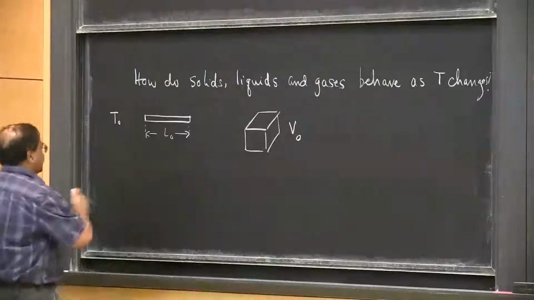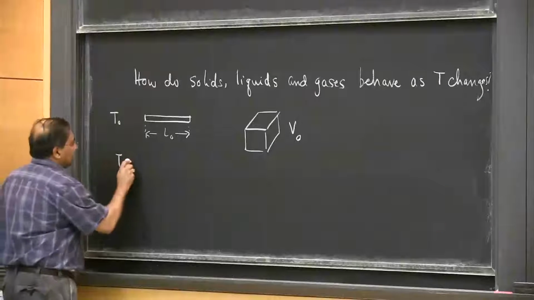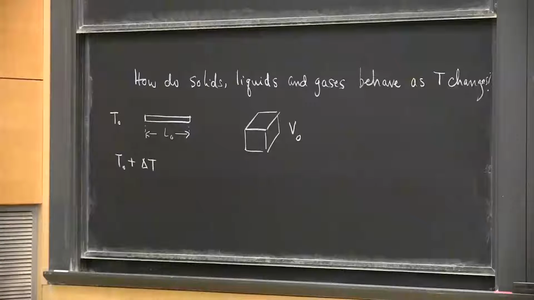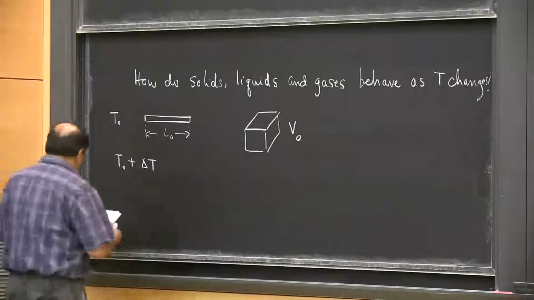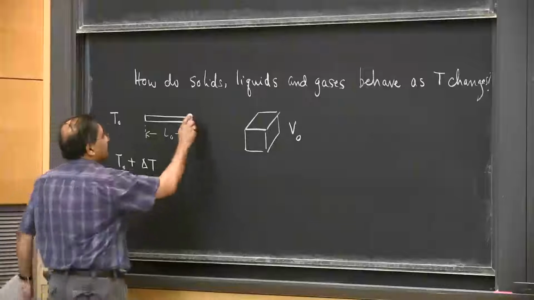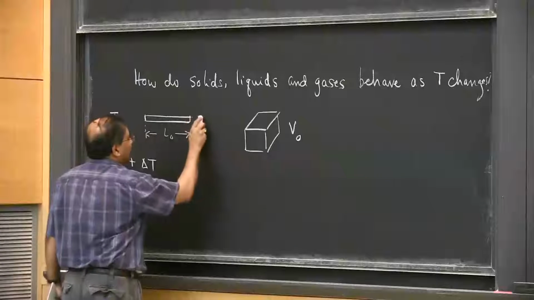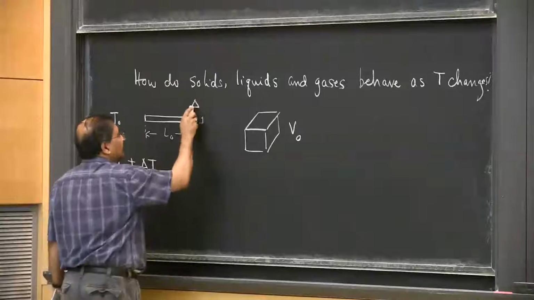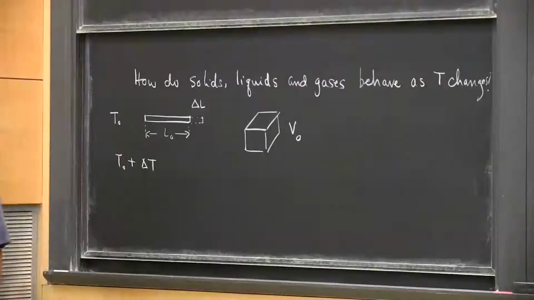Suppose now I raise the temperature, so I make it into T0 plus delta T, where delta T is a small temperature change. It can be up or down. Okay? So now what happens is you find that this rod, let's say temperature has gone up, so delta T is positive. Depending upon the material, you will find the rod has become longer by an amount delta L. So basically we know from experience that when we heat a material, it can expand, and almost always they do.